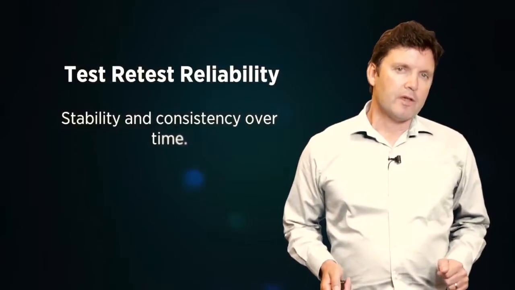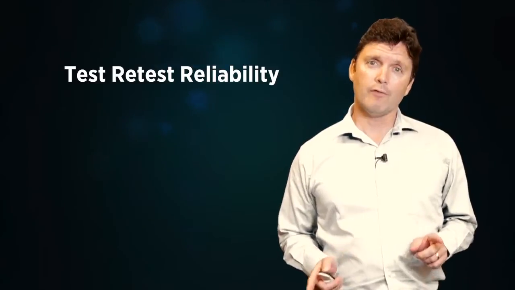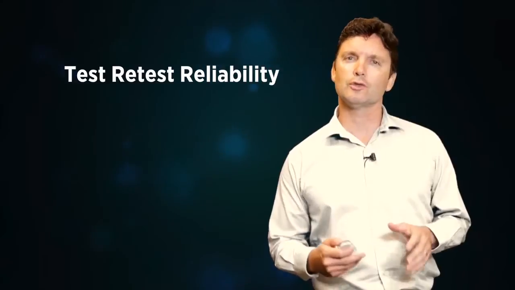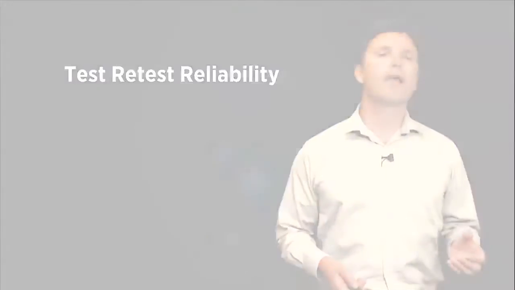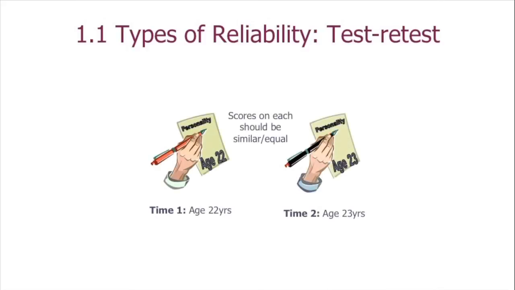Test-retest reliability is about stability and consistency over time. For example, if I was to talk about personality, if we expect that a person's shyness, let's call this introversion, is a stable personality trait, then the personality test for introversion that we give at time 1, say when the person is 22, and then the same test given at time 2, say when the person is 23, should yield similar scores.